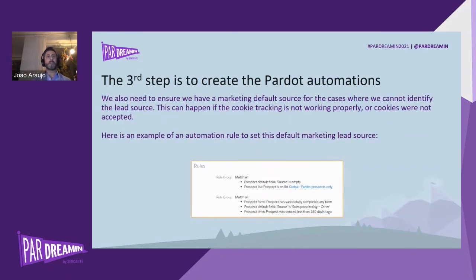The same way that you set a default source for sales, we should also set a default source for marketing. Unfortunately, or fortunately, depending on where you stand, it's getting trickier and trickier to track. And sometimes you will have leads for which you don't know where they came from. So basically, we could not simply identify the source. When this happens, you should ensure that you have an automation rule in Pardot running that sets a marketing default source for these leads. Be careful when you set up this rule so that you don't overwrite leads that might have another source. That is always something to take into consideration.